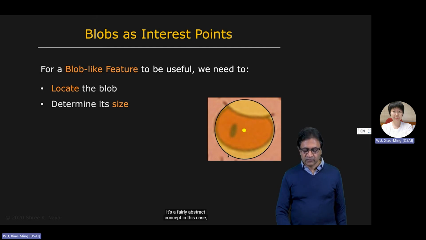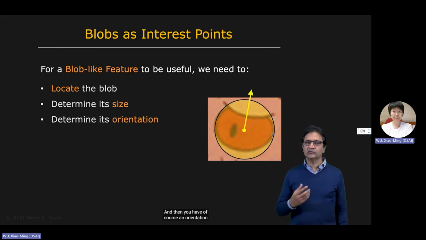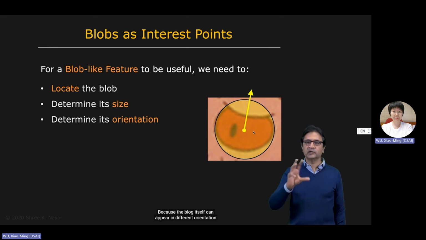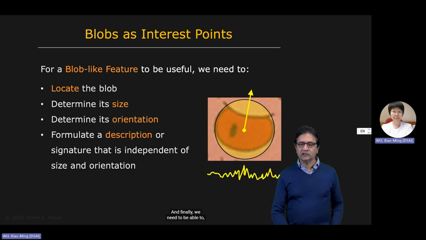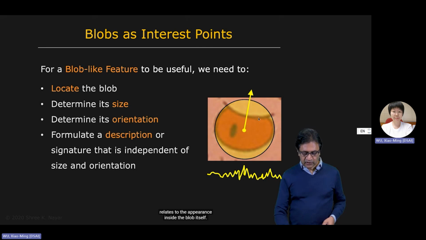It's a fairly abstract concept in this case, the size of the blob. And then you have, of course, an orientation associated with the blob, because the blob itself can appear in different orientations. So we need to be able to compute a principal orientation of the blob. And finally, after we have done all of this, we need to extract a description or a signature which relates to the appearance inside the blob itself. This signature is very important for matching purposes, as we mentioned.